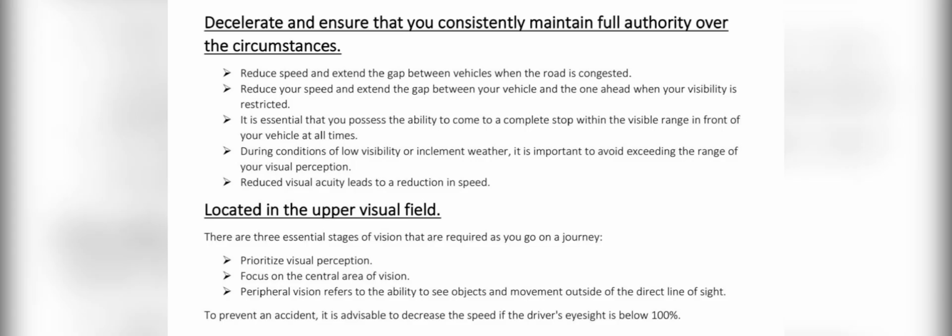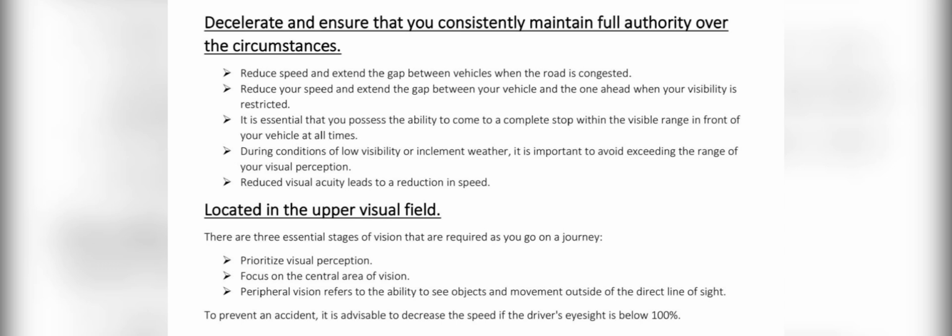Decelerate and ensure that you consistently maintain full authority over the circumstances. Reduce speed and extend the gap between vehicles when the road is congested. Reduce your speed and extend the gap between your vehicle and the one ahead when your visibility is restricted. It is essential that you possess the ability to come to a complete stop within the visible range in front of your vehicle at all times.